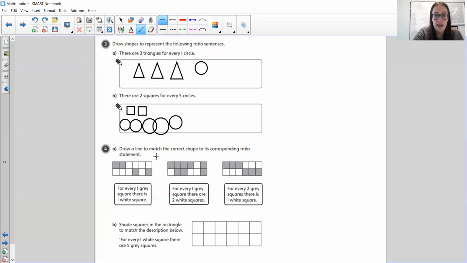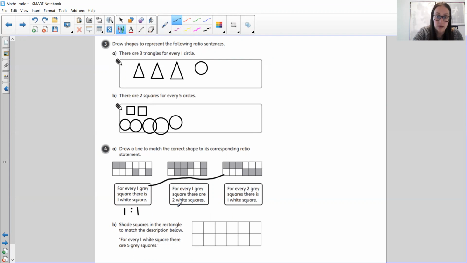Next one then, draw a line to match the correct shape to its corresponding ratio statement. Right. Make sure we read these carefully. For every 1 grey square, there is 1 white square. So this is a ratio of 1 to 1. So for every grey, there's a white square. So I'm looking at these. Oh, and I can see it's this one over here. Okay, I can see this one quite nicely. There's 3 grey, there's 3 white, there's 3 white, there's 3 grey.